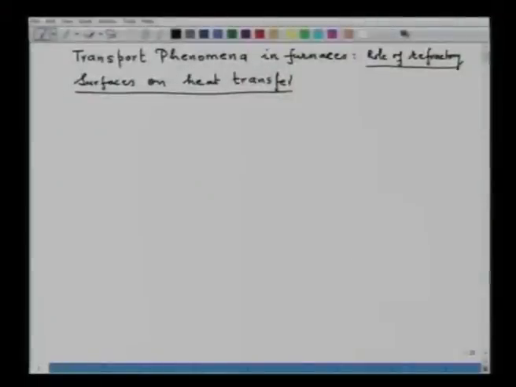Today, in the series of lectures on transport phenomena in furnaces, I will be talking on the role of refractory surfaces on heat transfer. As in my introductory lecture, I said that a furnace is a thermal enclosure, and a thermal enclosure is formed by lining of the refractory material. So, refractory materials have several functions in the furnace, and one of the important functions of the refractory surfaces is to enhance the radiation heat exchange and to keep heat within the furnace.